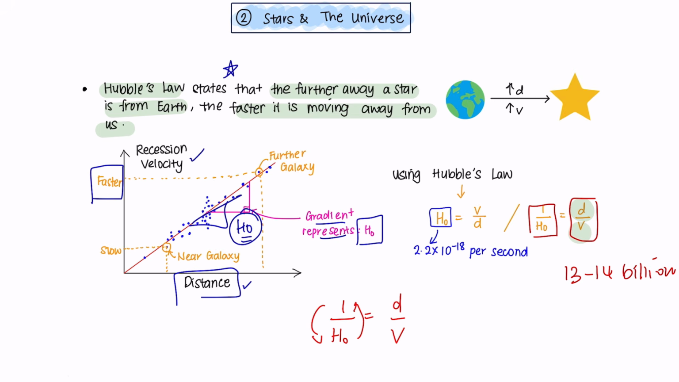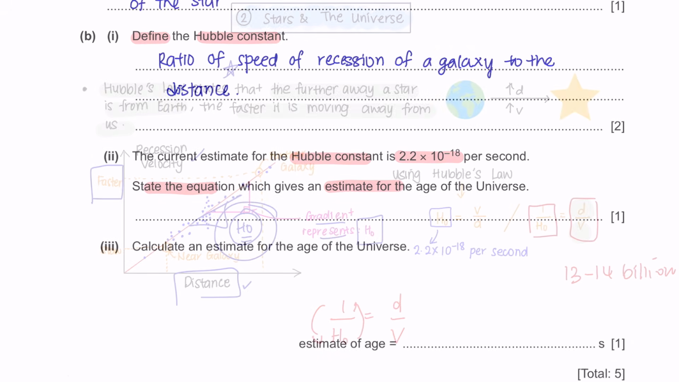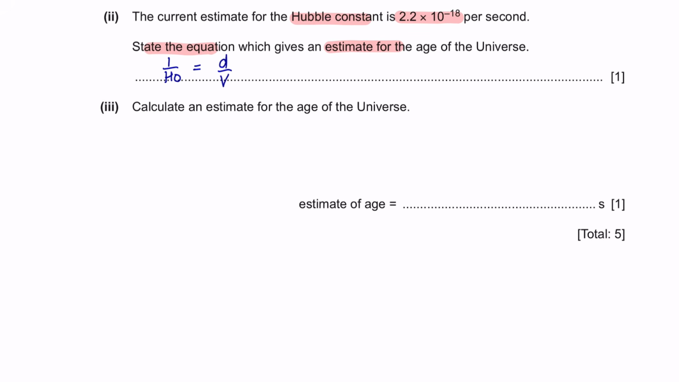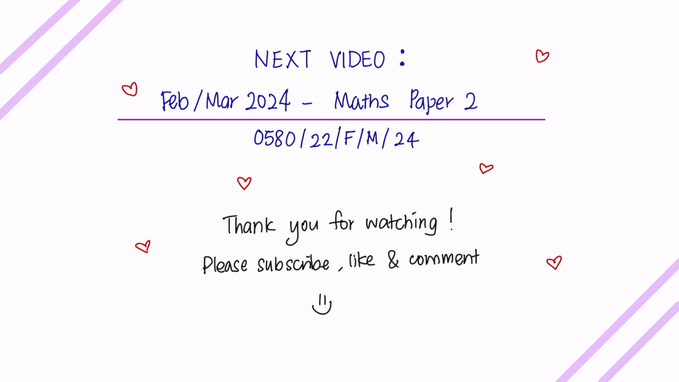To estimate the age of the universe, we are going to use 1 over the Hubble constant. So the equation would be 1 over H naught equals distance over velocity. Part 3. Calculate an estimate for the age of the universe. To calculate the age of the universe, we will do 1 over the Hubble constant, which is 2.2 times 10 to the power of negative 18, which gives us 4.5 times 10 to the power of 17, and the unit is seconds.